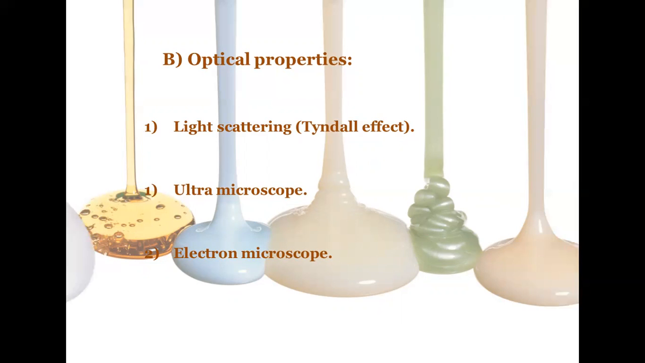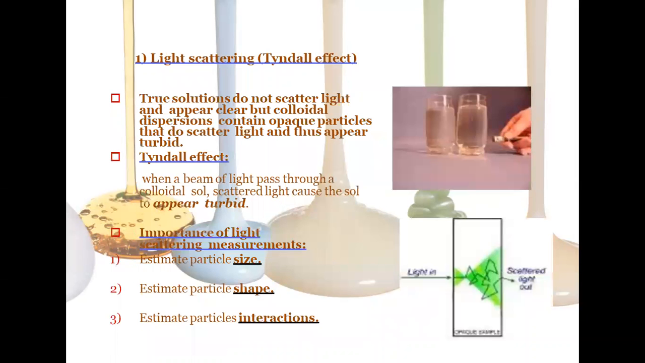Tyndall effect is observed due to the interaction of particles with light. When an intense narrow beam of light is passed through a dispersion of colloids, its path is visible due to scattered light. This scattered beam is called the Tyndall beam. This beam is most visible when viewed against a dark background, perpendicular to the incident beam. So this is the Tyndall effect.